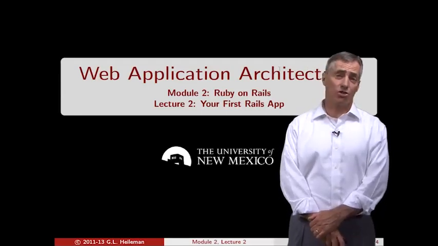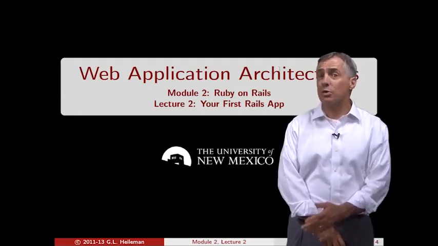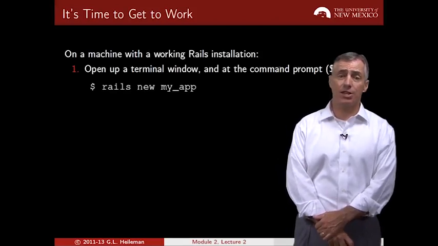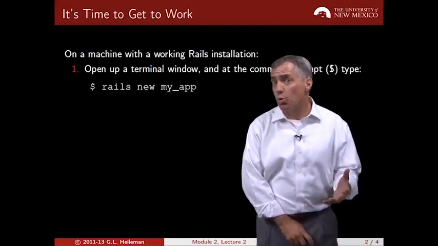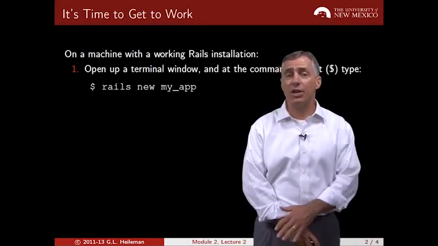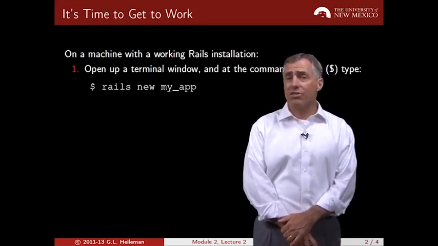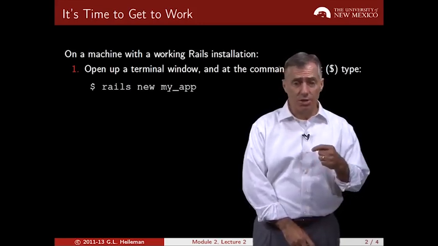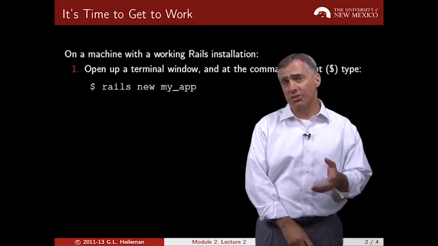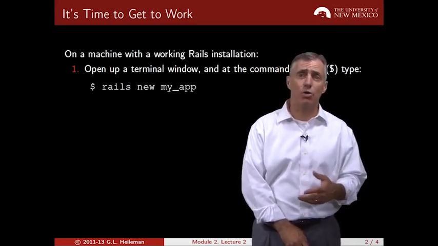Welcome to the second lecture in Module 2, and in this lecture we'll build our first Rails application. What you need is to have a working development environment, so hopefully you're at that point. And once you have that working, you need to type rails new, and let's call this application my_app.